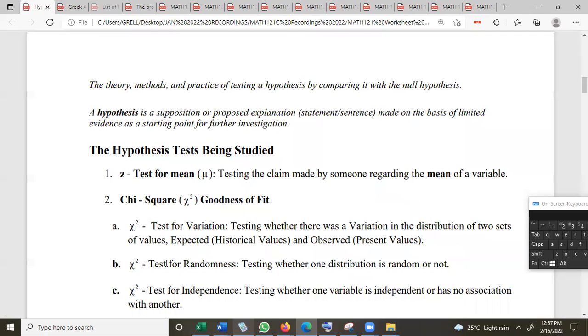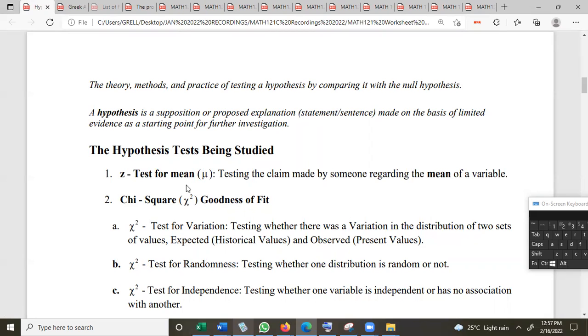Now we have three different chi-squares we're going to study here. Chi-square test for variation, chi-square test for randomness, and chi-square test for independence. So 4 of them in all for this course. The z-test for mean, chi-square test with a goodness of fit test, so chi-square test for variation, chi-square test for randomness, chi-square test for independence.